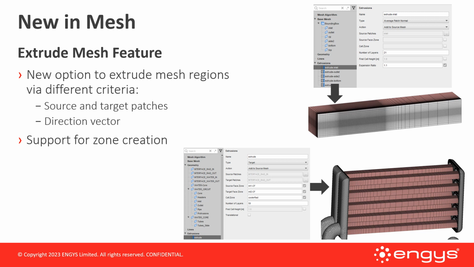With respect to the Extrude Mesh feature, we have a new option to extrude mesh regions based on two different criteria. The user can extrude the mesh based on source and target patches. This option allows you to specify the source and target patches for the extrusion process, providing more control over the mesh generation in specific regions of your model. Or by using a direction vector, in which the user can define a direction vector for the extrusion process, providing even more flexibility when generating your mesh. Lastly, the Extrude Mesh feature also supports zone creation, enabling the user to create cell zones from such mesh extrusion.